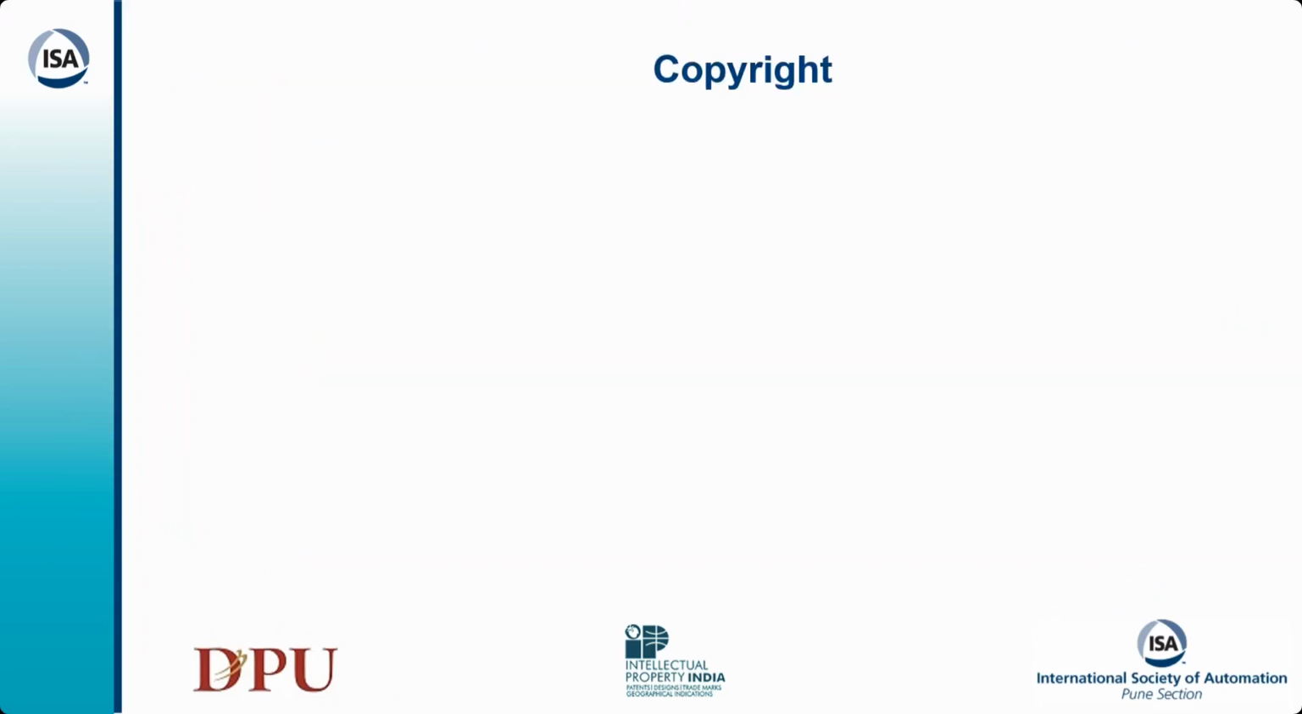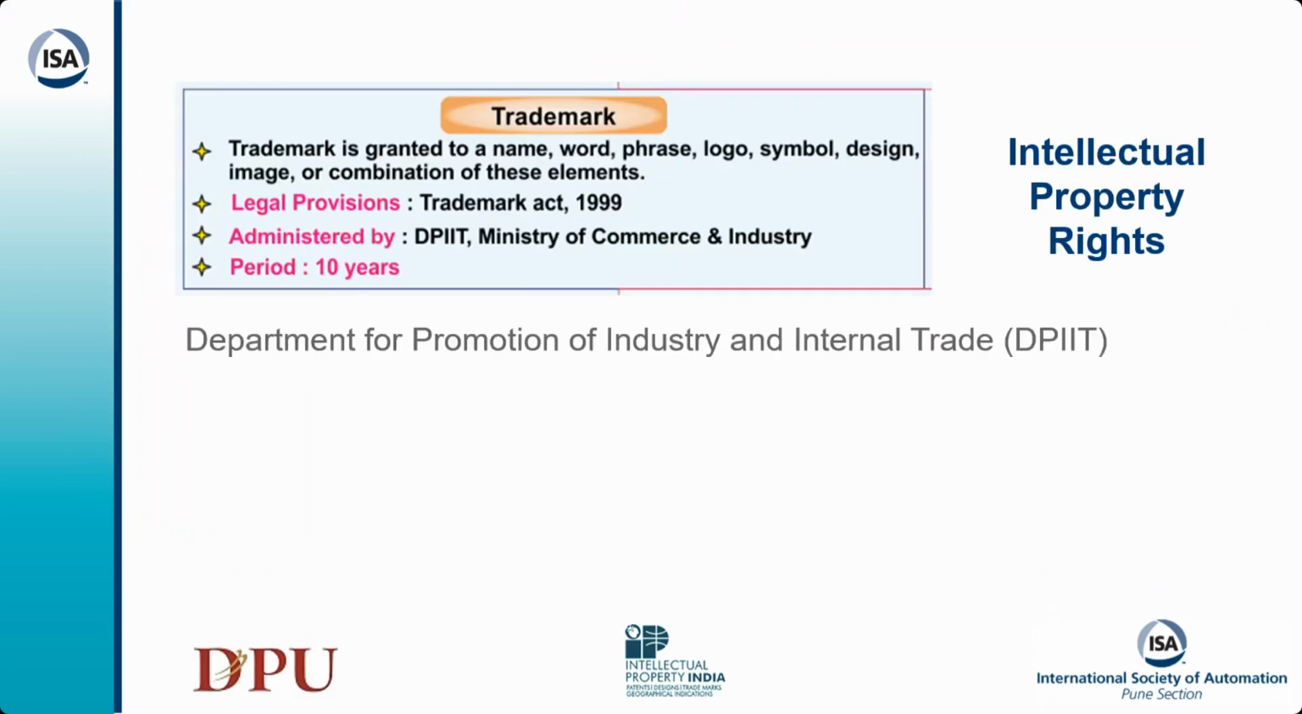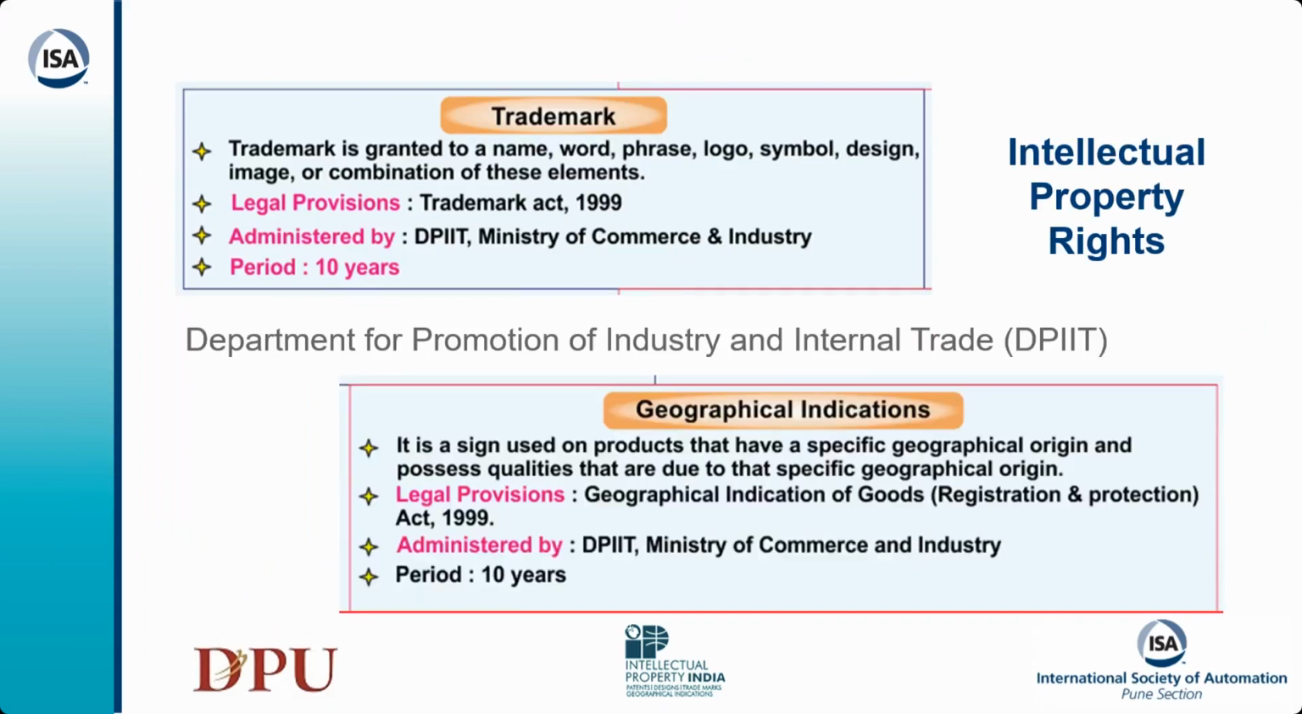This is a copyright that we have just seen. Next is trademark. Trademark, we have already discussed what is trademark, and it is administered by DPIIT, Ministry of Commerce and Industry, which is nothing but Department of Promotion of Industry and Internal Trade. Sorry, I just forgot to tell: trademark is valid for 10 years. Duration for the trademark is 10 years.